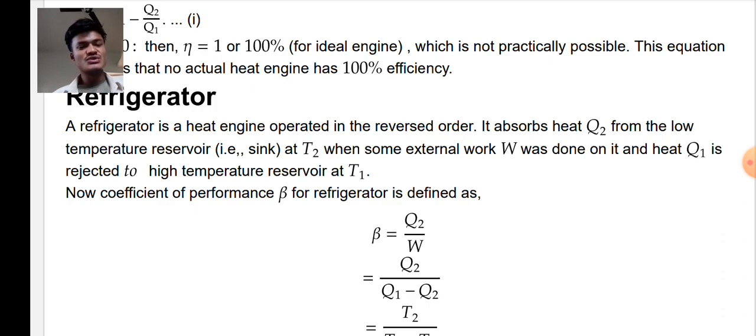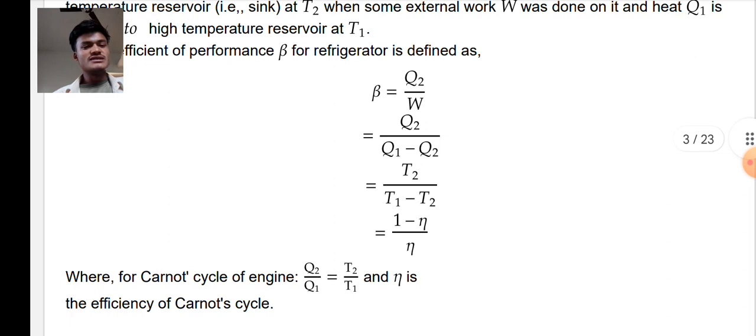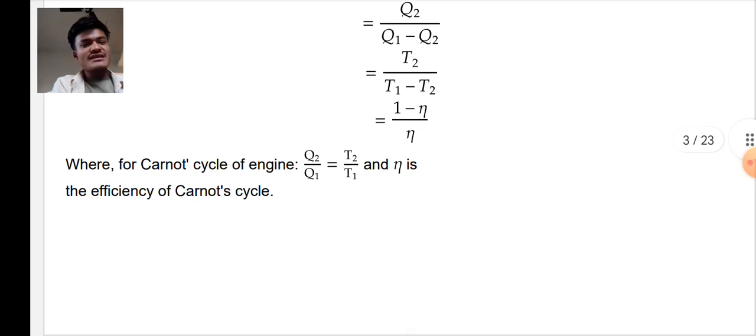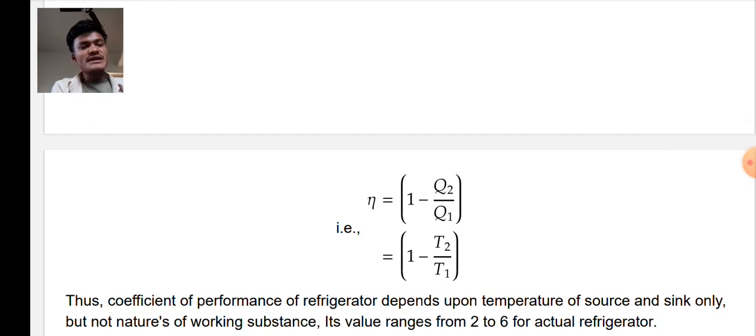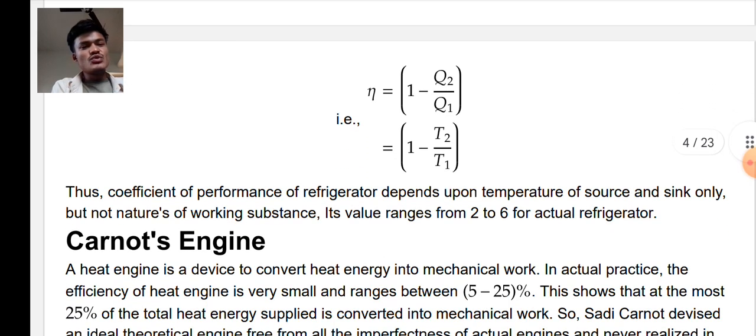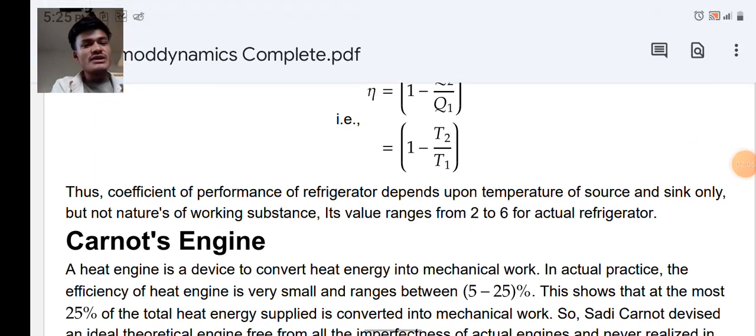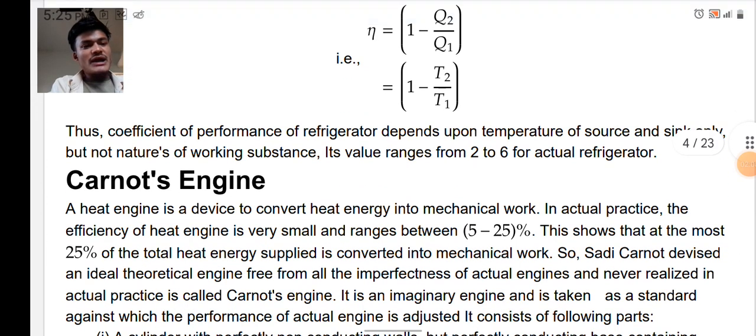divided by Q1 minus Q2, equals T2 divided by T1 minus T2, equals 1 minus eta divided by eta, where for the Carnot cycle of an engine Q2 divided by Q1 equals T2 divided by T1, and eta is the efficiency of the Carnot cycle. Eta equals 1 minus Q2 by Q1, that is 1 minus T2 by T1. Thus, the coefficient of performance of a refrigerator depends on the temperature of source and sink only, but not on the nature of the working substance. Its value ranges from 2 to 6 for an actual refrigerator.